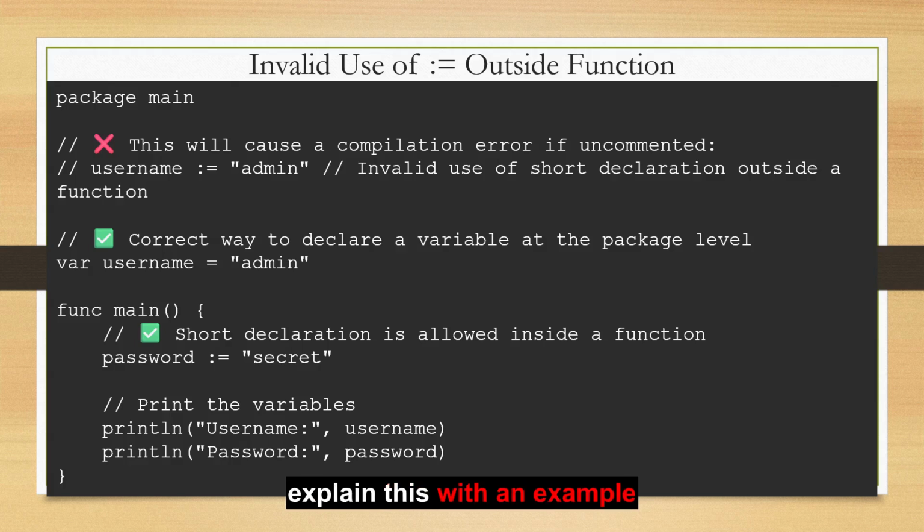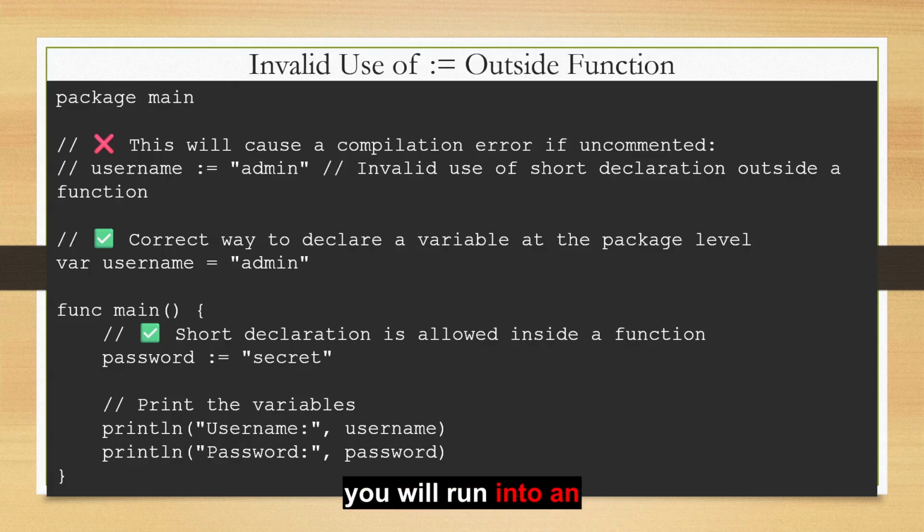Let me explain this with an example that might make more sense. Imagine that you are working on a project at a company and you are tasked with writing a function that assigns the username to a system. Inside that function, you can use := to declare and assign the value to username. This works because it's inside the function. That's where short declarations are allowed. But outside the function, like in your package level code, you can't use :=.